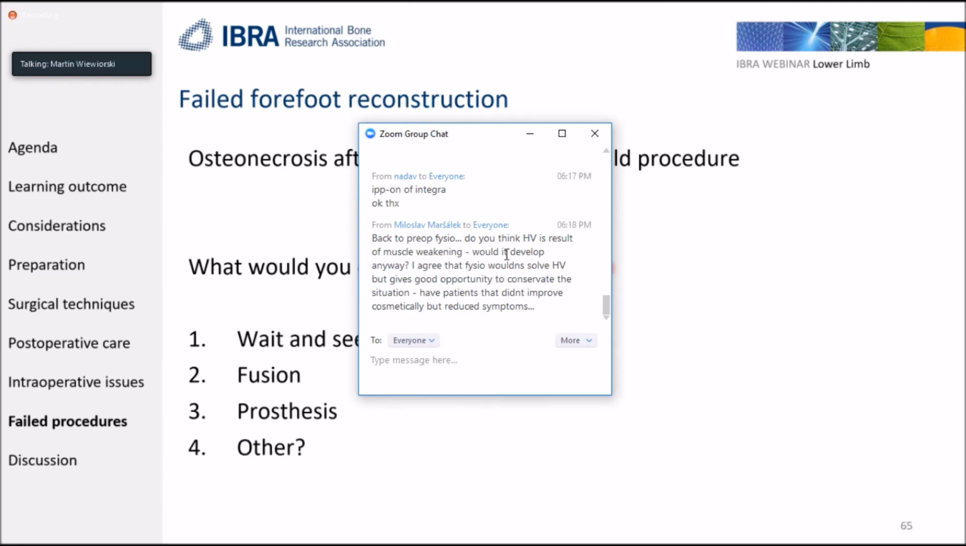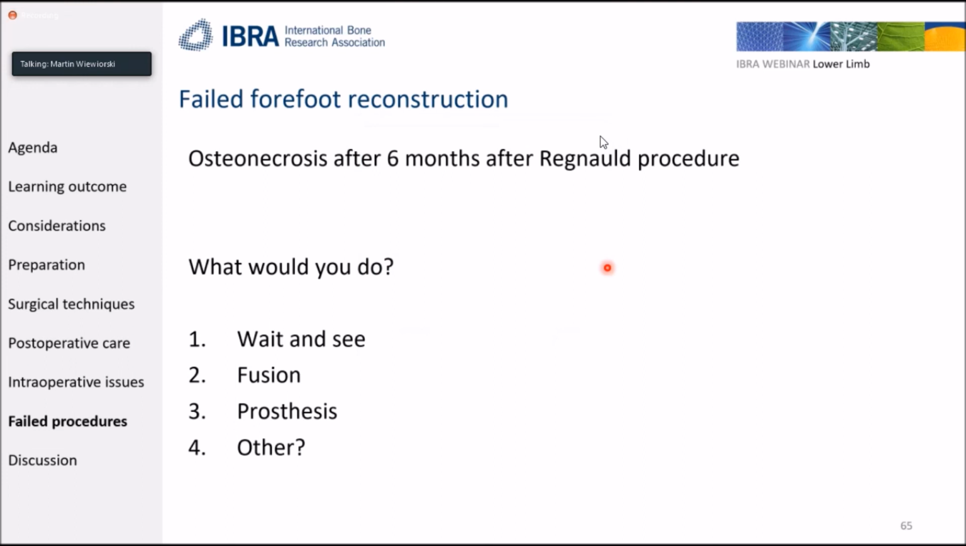Okay, maybe I can address the comment by Miloslav. I think hallux valgus is a progressive disease, something which is genetic. Basically, you have a certain predisposition, and if on top of that there come some mechanical factors like your body weight, the use of the joint, wearing certain shoes, I think this will actually lead to a development of this progressive entity.